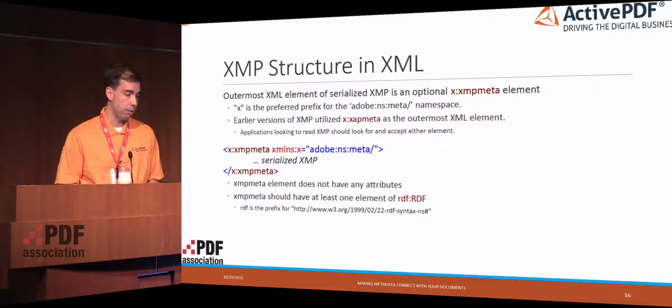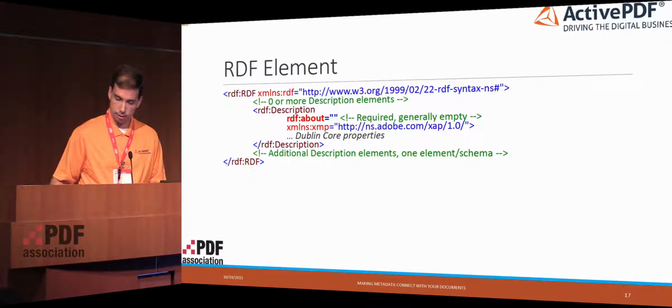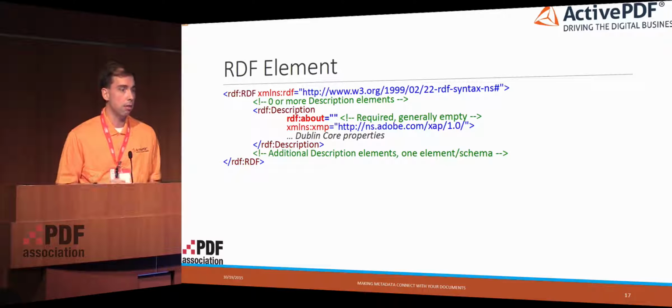And the RDF prefix is Resource Description Framework prefix at that URL there. And again, notice the pound sign at the end. In the RDF element, we have the RDF prefix described. Inside, we are going to have at least one description element. That description element is where all of your XMP properties are going to show up.